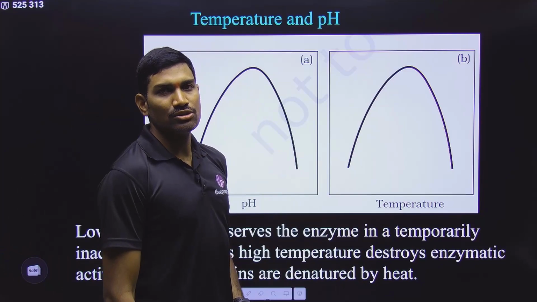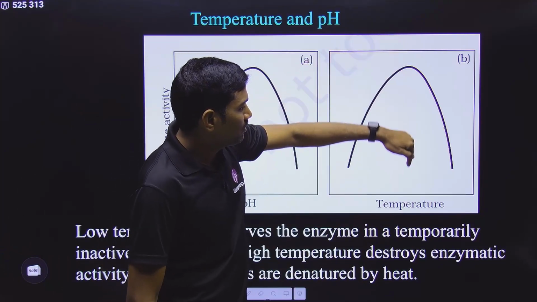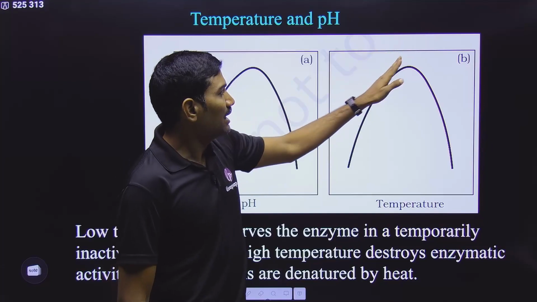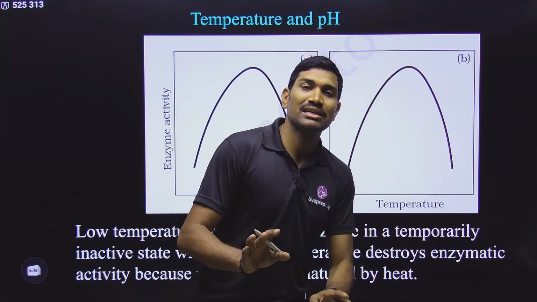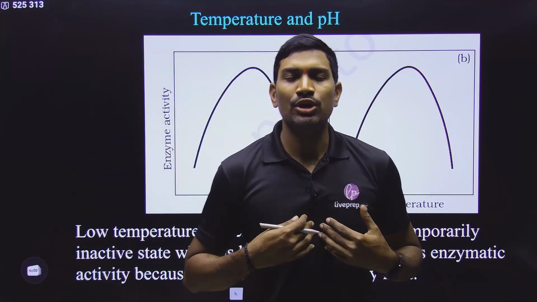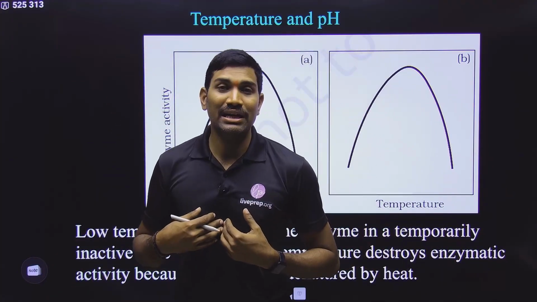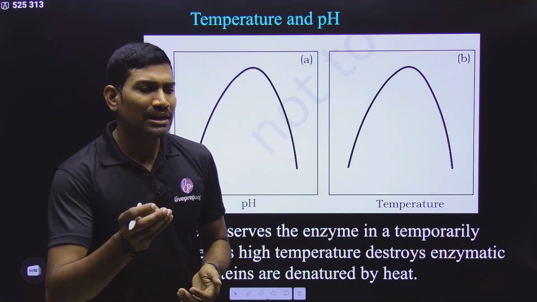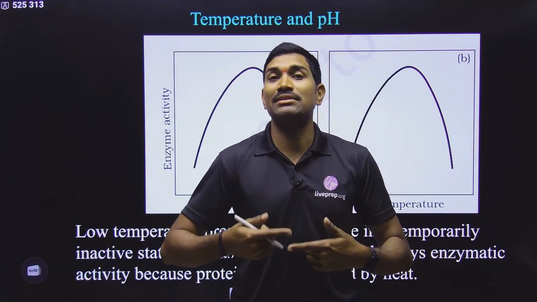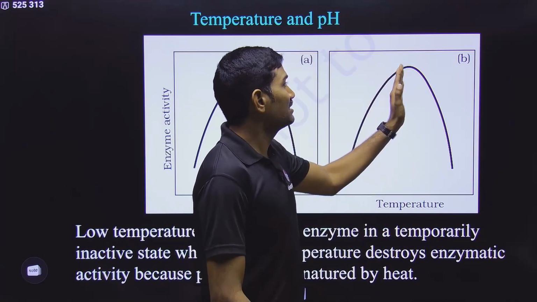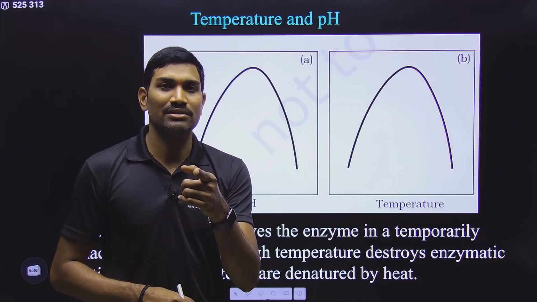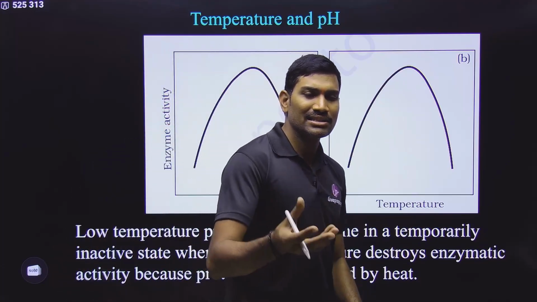Same way for temperature also. For every enzyme, at a particular temperature they will show the maximum activity. If the temperature is decreased further or increased further, in both cases enzyme activity will decrease. Now let us take a simple example of the human. In the human, enzymes show maximum activity at 37 degrees centigrade. Suppose I got a fever. Fever means the body temperature is increased. When the temperature is increased, enzyme activity will be decreased. Yes or no?